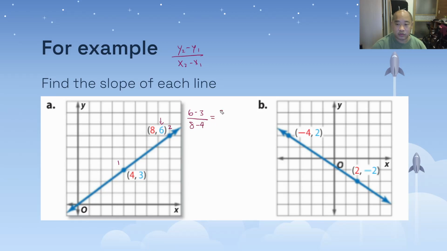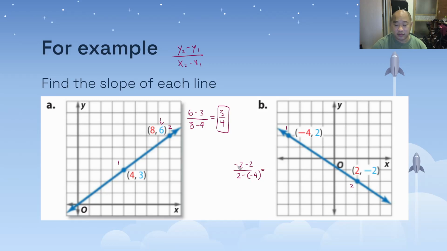So this is going to equal 3 over 4. That's our slope, or rate of change, which is what we were finding earlier. Here, again, I'll just name this one 1 and this one 2. So this is 2. This is negative 2 minus 2 over 2 minus a negative 4. And so remember that if you're subtracting a negative, that's going to mean it's positive, right? Or it's going to mean it's addition.